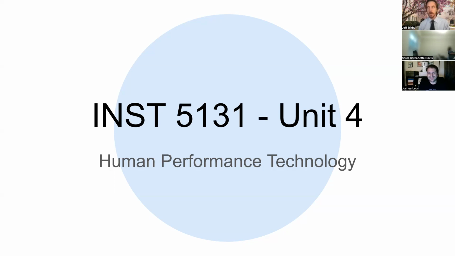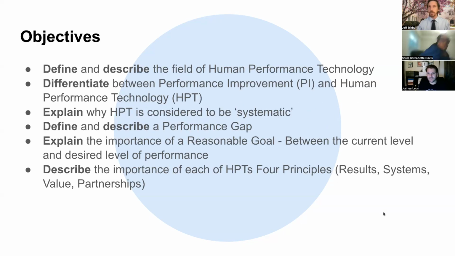We are talking about human performance technology today. In terms of our objectives, we have quite a few. The first thing that we're going to do as part of this discussion is define and describe the field of human performance technology. We'll also differentiate between performance improvement and human performance technology. We'll explain why HPT is considered to be systematic.